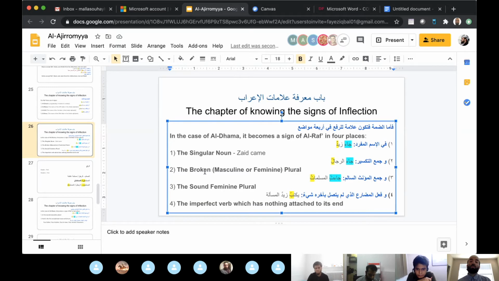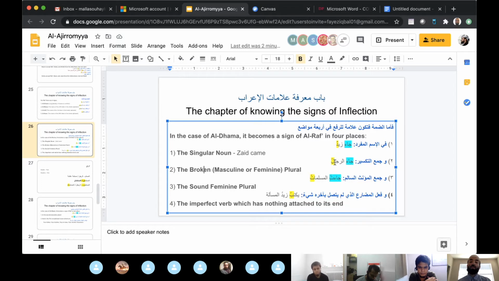In the broken plural. Can someone tell me what a broken plural is? Sheikh, whenever we change the original appearance of the word and we put in between a letter. Yes, alif. Exactly, very good. So that's the process of how you make something a broken plural. Another way you could answer this is a broken plural is a plural that does not follow the general rule of making something plural, right? So it's an exception. So also dhamma becomes a sign of rafa in the broken plural.